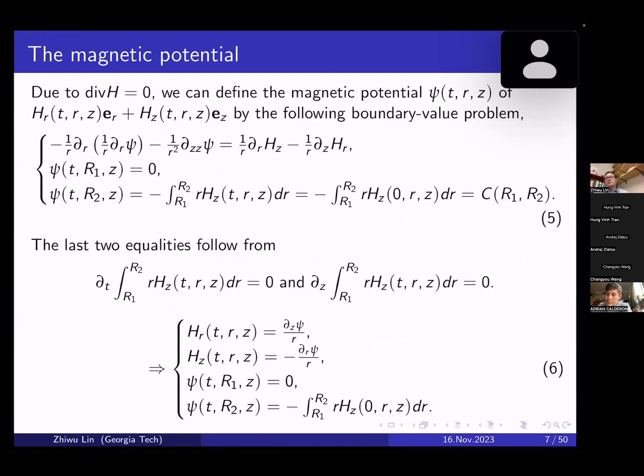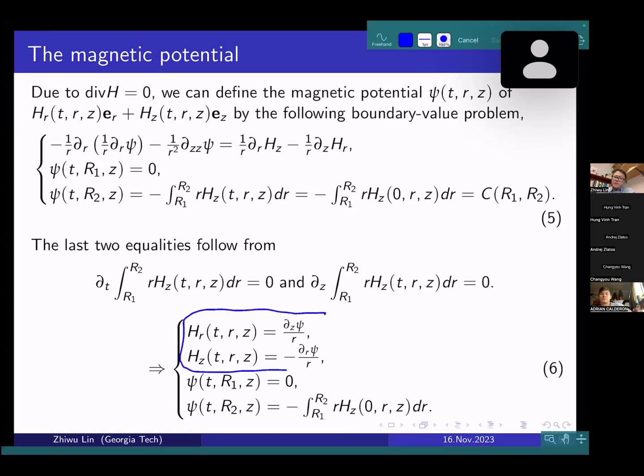Okay, now let's talk about some mathematics. First, let's introduce a magnetic potential to rewrite the MHD equation. Here we can define the magnetic potential psi satisfying the following Poisson type equation, with this boundary condition. The boundary condition is determined by the initial data. By introducing this magnetic potential, we can express the R and Z components of the magnetic field by using the derivative of psi.